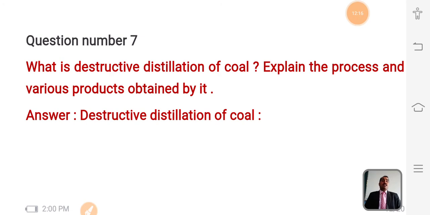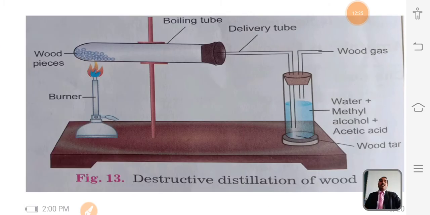Destructive distillation of coal. Dear student, the answer to this question we will discuss with the help of this figure. See, this is the destructive distillation of wood. Here, we are heating wood in the absence of oxygen, that is atmospheric air, in a boiling tube. By keeping the wood pieces in the boiling tube and heating, whatever material forms will move through the delivery tube into another container which contains water.